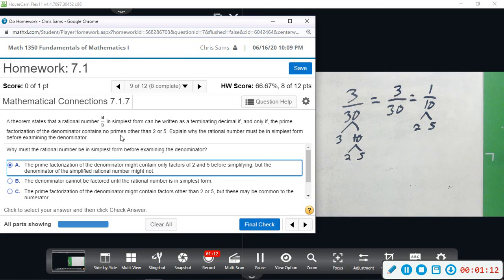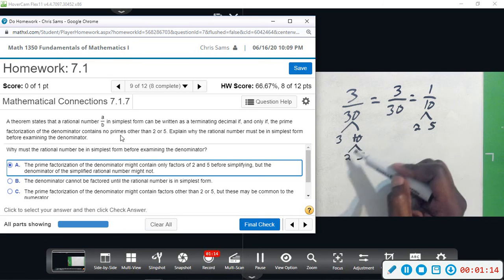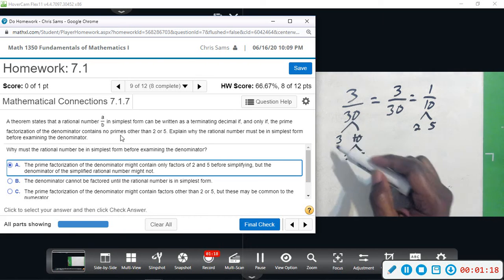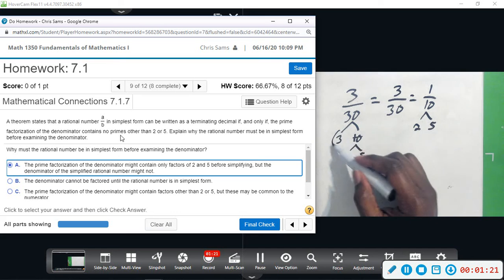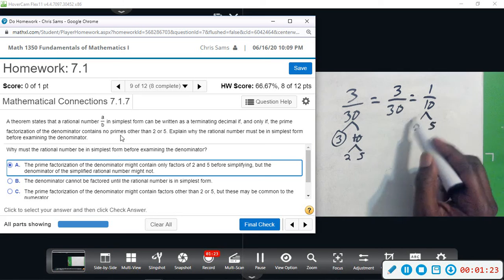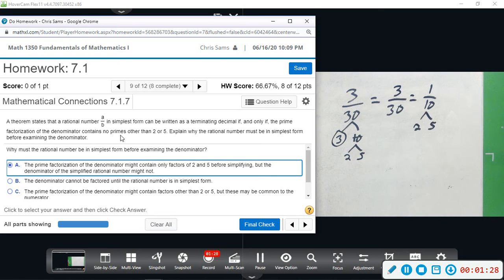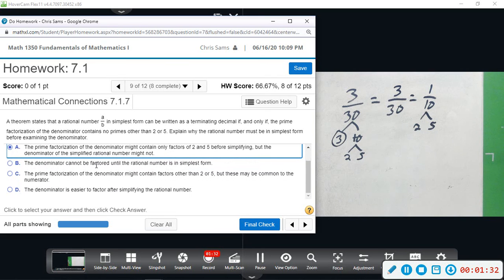So the problem is you might have something other than 2 and 5 down there if you just start from the unsimplified form, and it looks like it will not because it is 3. In actuality, it will, because you have some common factors. So the solution or the explanation that says that prime factorizations of the denominator might contain only factors of 2 and 5 before simplifying, but the denominator of the simplified rational number might not.